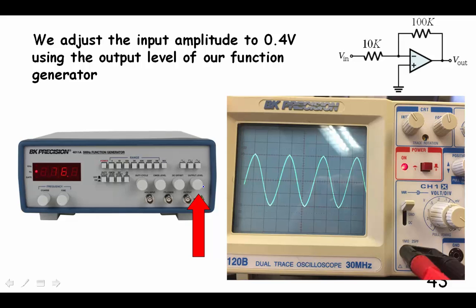So we're going to turn up... No, what am I doing? Adjust the input amplitude to 0.4 volts. So that's what I chose to do. So that's at, this is at 0.2 volts per division, so there's 2 divisions.